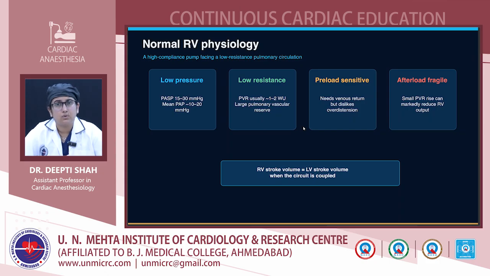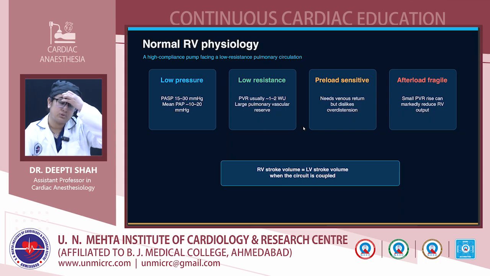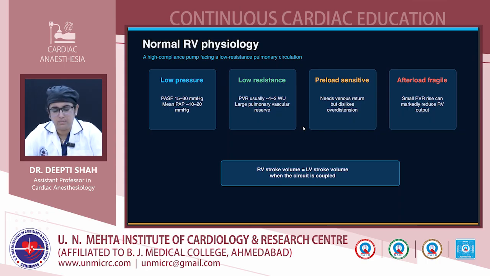Then it is an afterload fragile chamber. As I already told, the RV is subjected to a very low pressure and low resistance system, hence any small increase in PVR can result in a marked reduction in RV output. If the system is coupled, the RV stroke volume will be equal to the LV stroke volume.